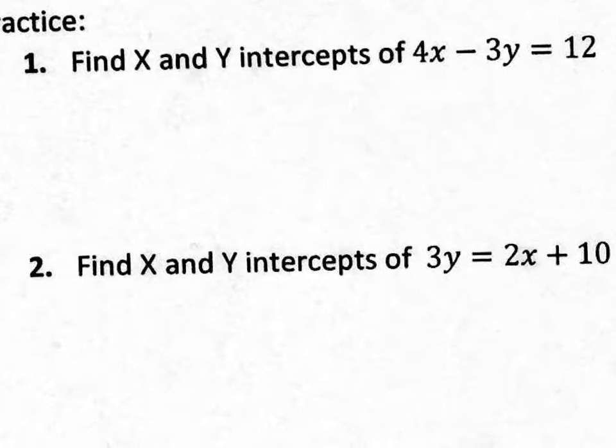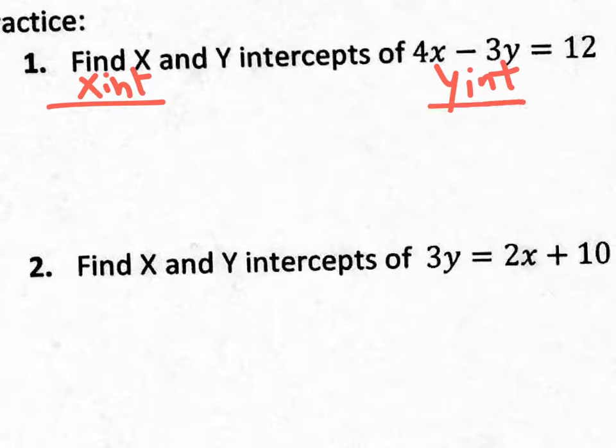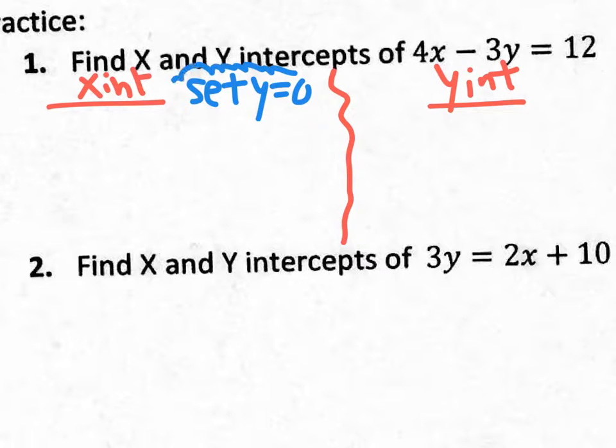So this is what we're going to do, and hopefully you're doing this on your paper. Let's write down x-intercept and y-intercept with a space in between the two. Now, for the x-intercept, what do you do? It says on the notes right above to set y equal to 0. And I want to put that in a little cloud because that's what you need to know.